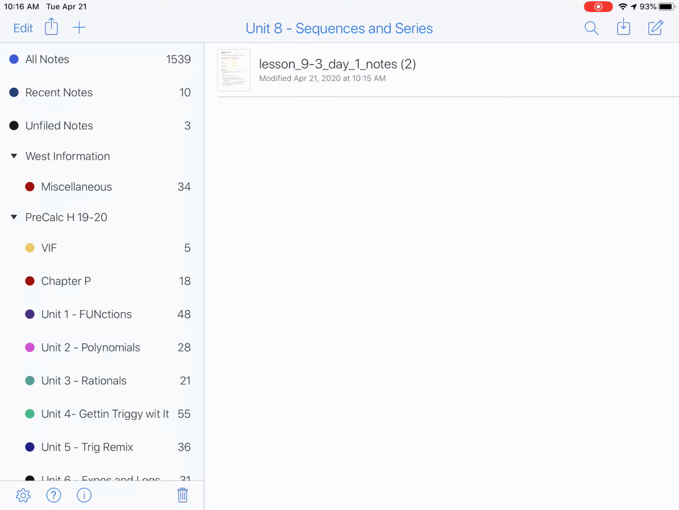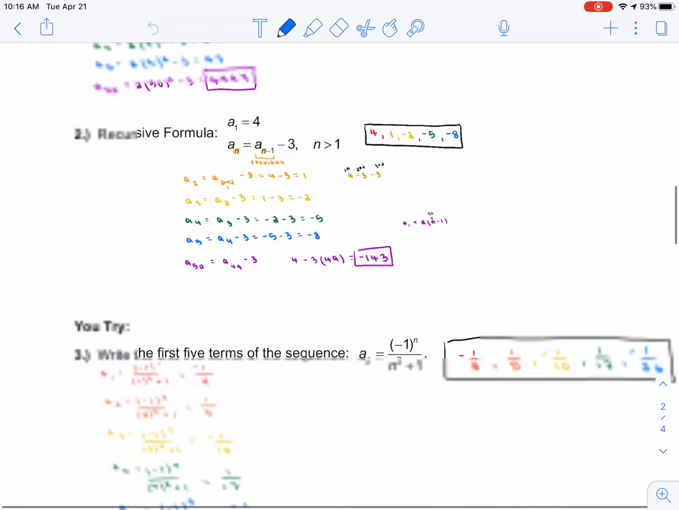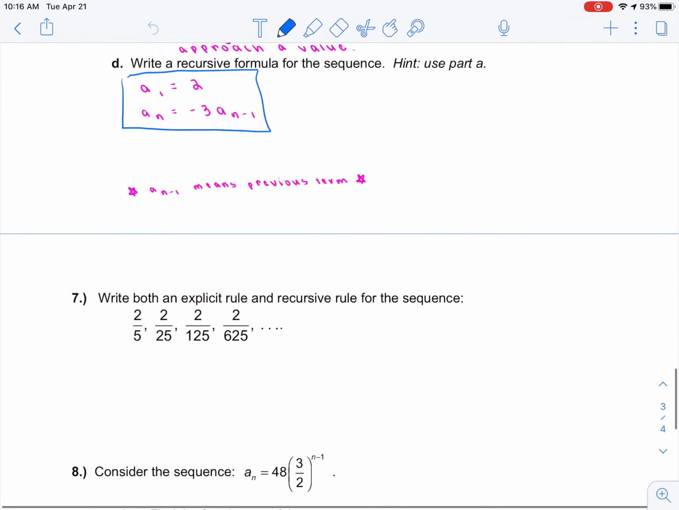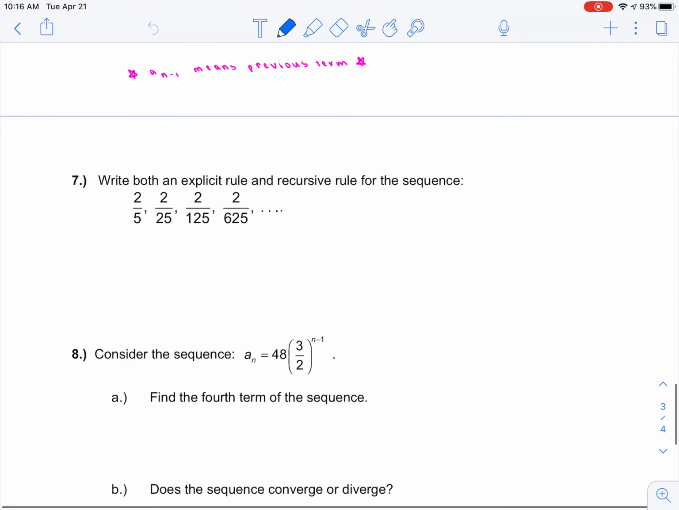My screen is freezing, so let's open this back up. Crack my knuckles because I'm getting mad at my iPad. Gosh, this is a never-ending note sheet. Okay, no, we're almost done.